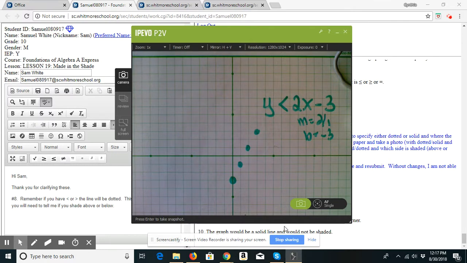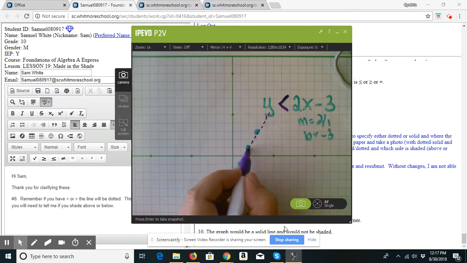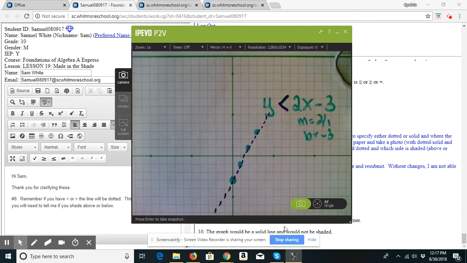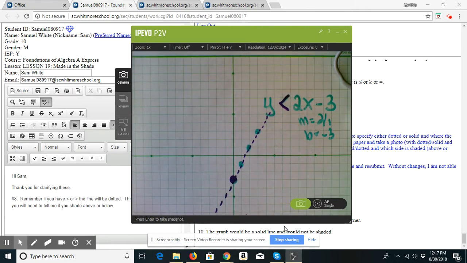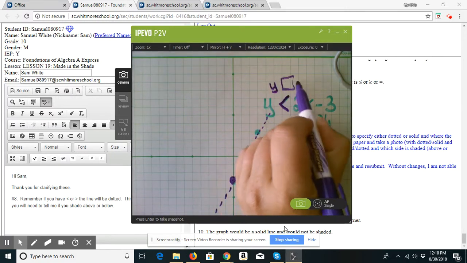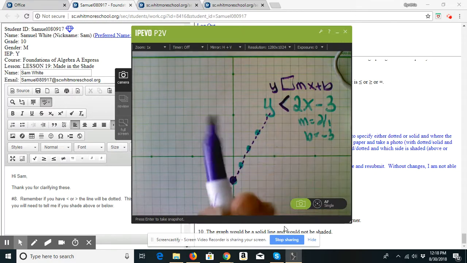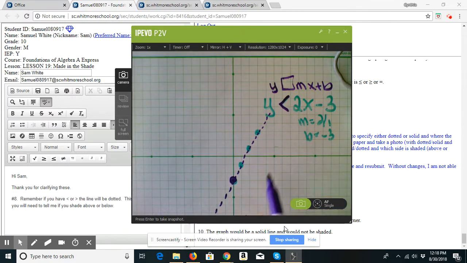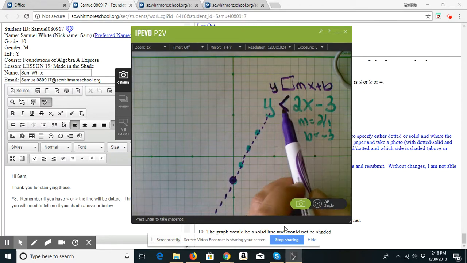And then is this line going to be dotted or solid? Because it is less than, it will be a broken, dotted line. Now I've got to figure out where to shade. You can do this a couple of different ways. If this is in the form y compared to mx plus b, this is less than, that means it's going to be below the line. If it's greater than, it's going to be above the line.